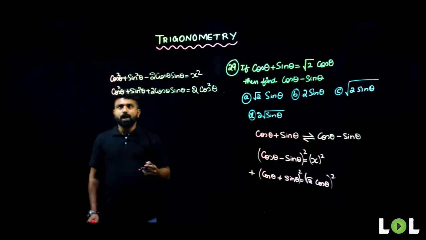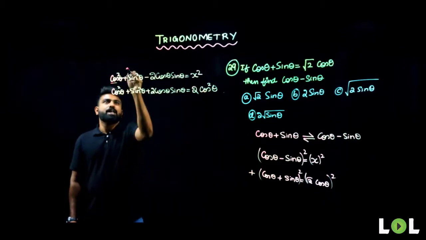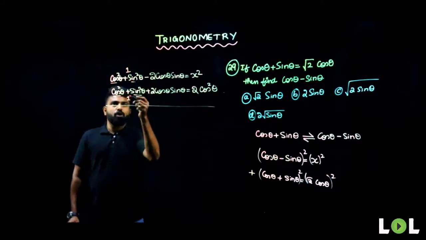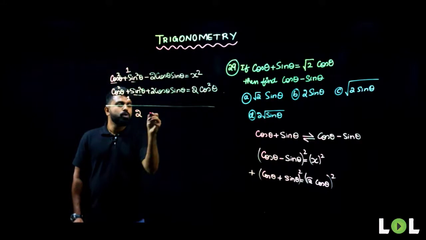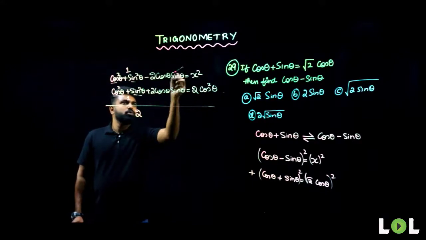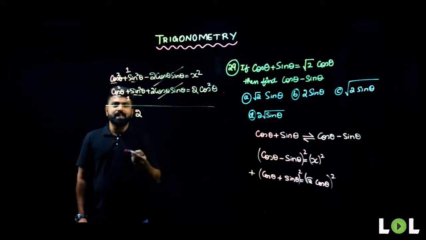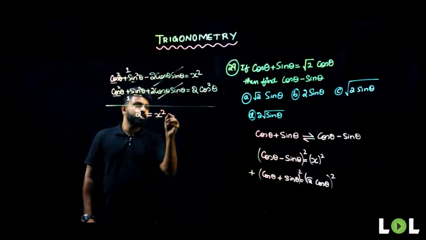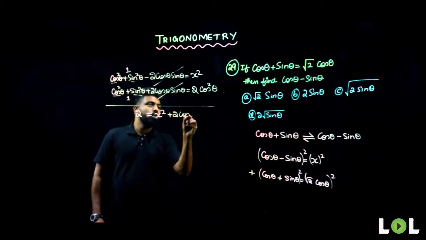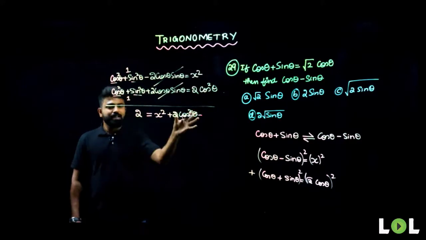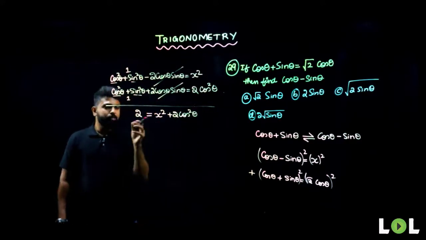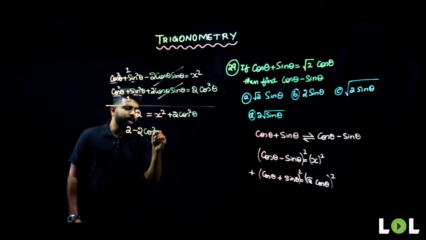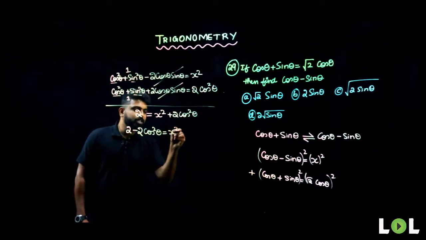Now, if I add this, what do I get? We know that cos square theta plus sin square theta is equal to 1. Similarly, cos square theta plus sin square theta also is equal to 1. So, if I add them, what will I be left out with? 1 plus 1 is nothing but 2 here, plus minus 2 cos theta sin theta plus 2 cos theta sin theta gets cancelled. So, 2 will be equal to x square plus 2 cos square theta. Now, if I take this to the other side, I'll be left out with 2 minus 2 cos square theta, and that will be equal to x square.